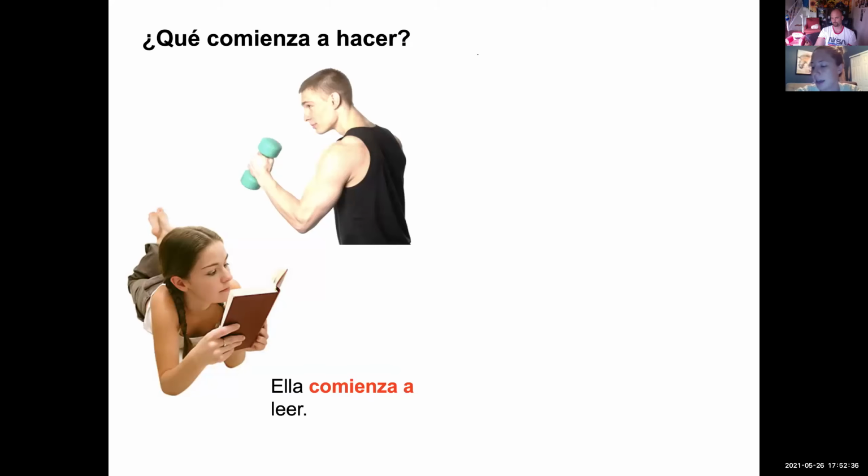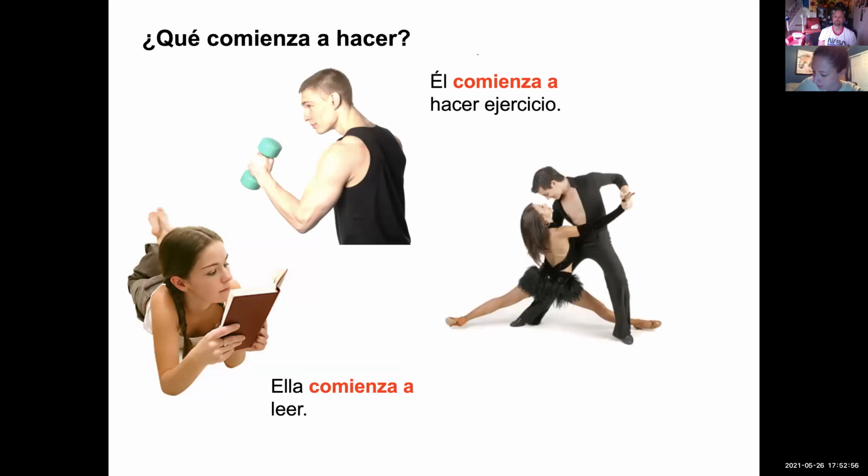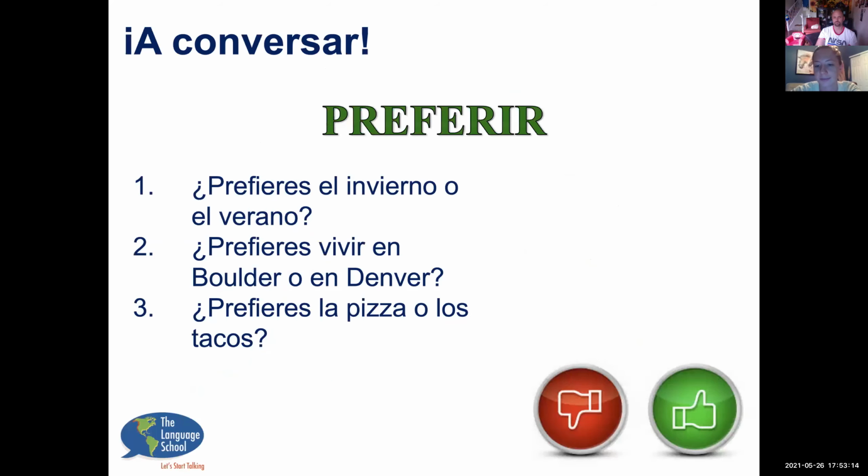¿Cómo se dice to exercise? It's like ejercitar or something. Very close. Hacer ejercicio. Oh, okay, that's how you'd say it. Él comienza a hacer ejercicio. Hacer. Okay. Ellos comienzan a bailar salsa. ¿Prefieres el invierno o el verano?